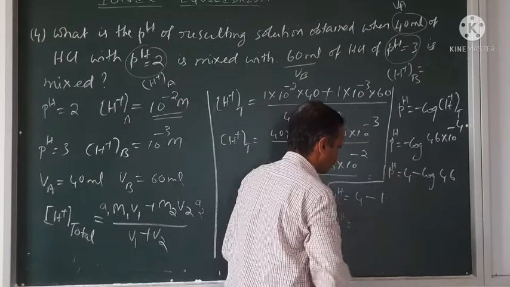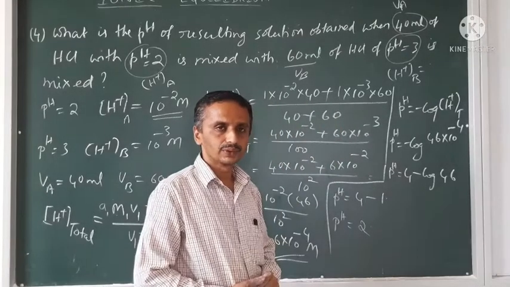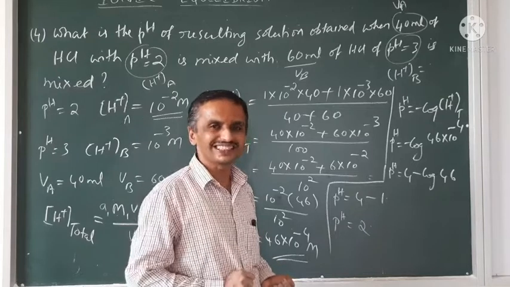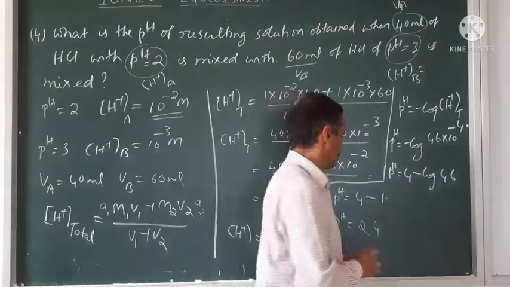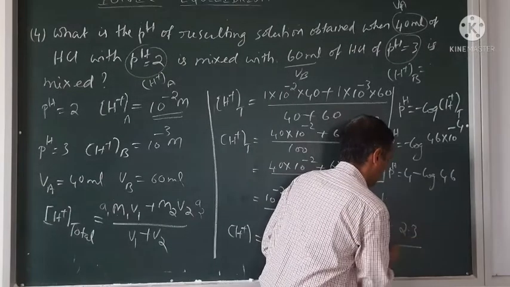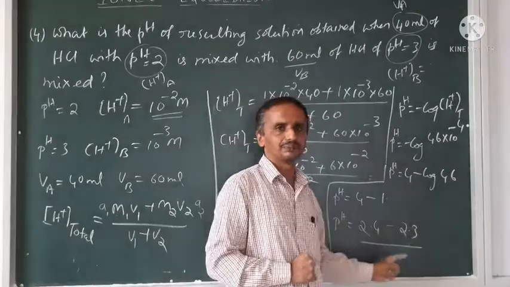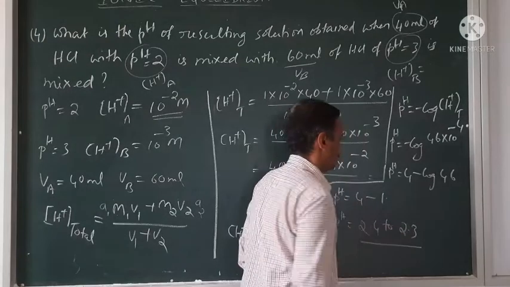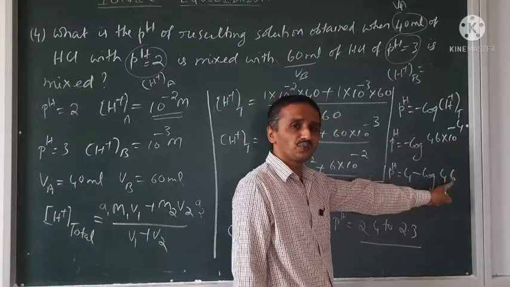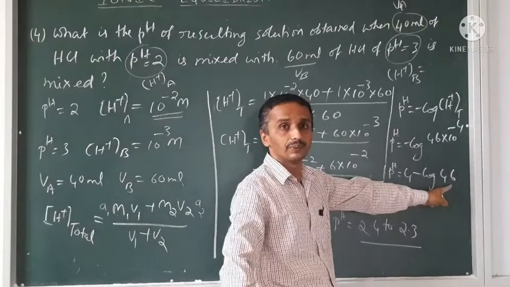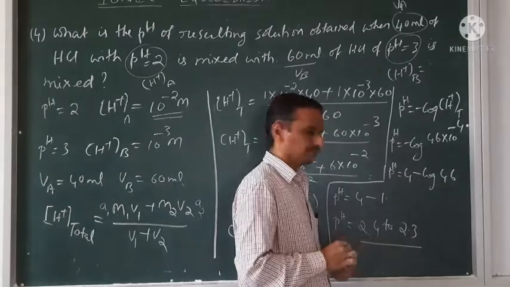That means my answer should be with 2. See, 4 minus 1.6 is 2.4, and 4 minus 1.7 is 2.3. Almost in this range. My answer should be between 2.4 and 2.3. That also is not exactly 2.3, because I have to take the log of 46, not the log of 50. My answer should be in between 2.35 and 2.36. That range should be there.